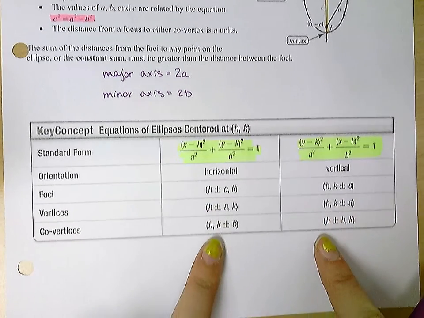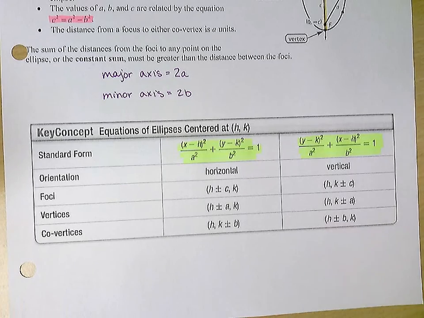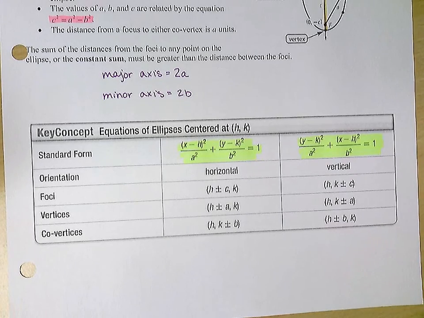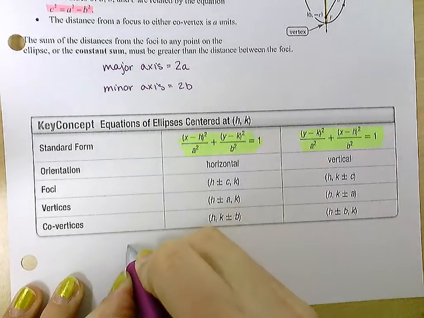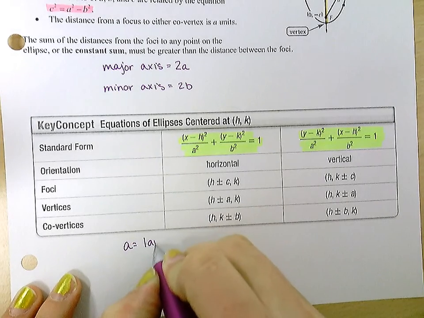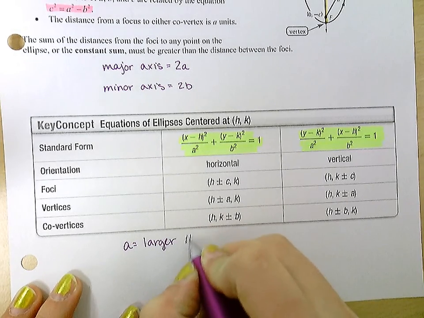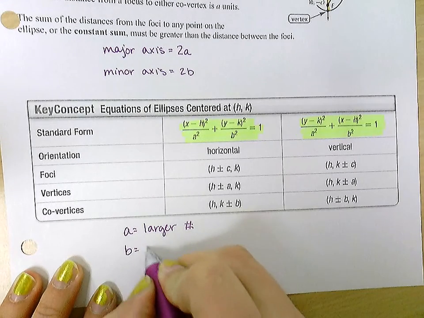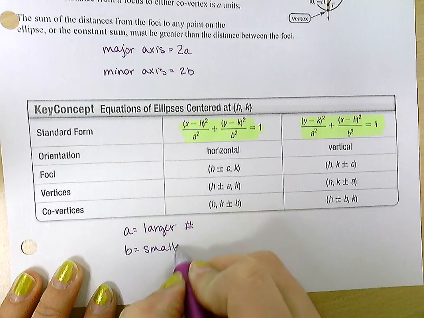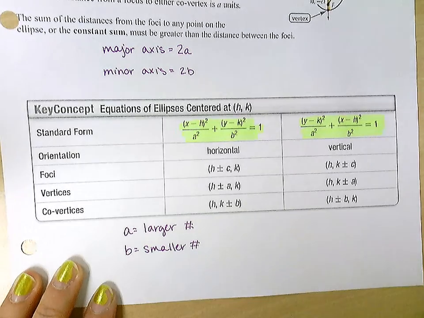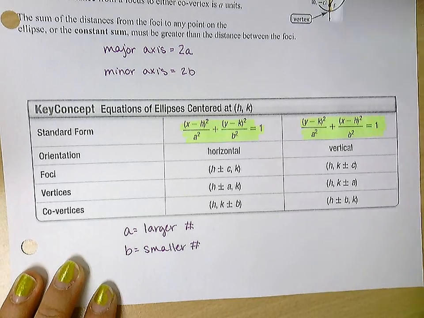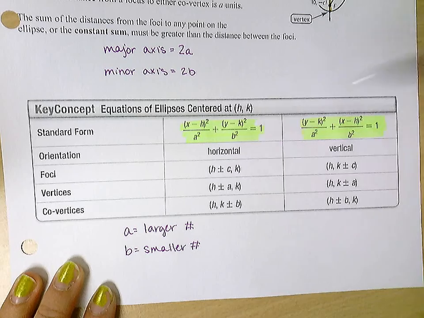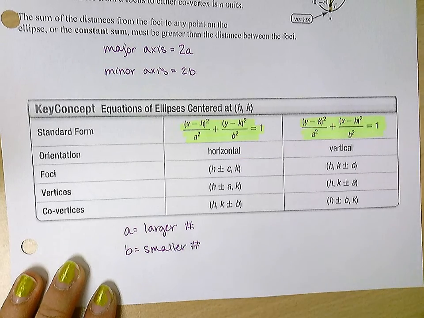Now, in these two equations, your a value is always the larger number. So a is the larger number, and b is the smaller number. A has to be the greater number and b has to be the smaller number for your denominators there.